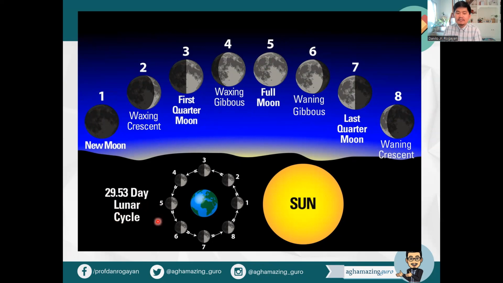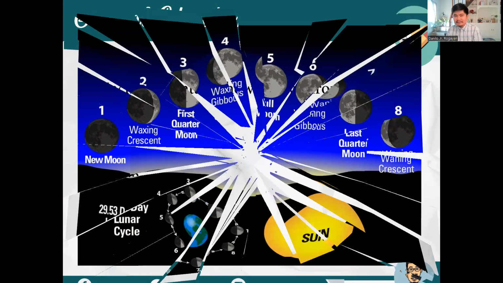So 29.53 days is actually the lunar cycle. So almost 1 month. Kaya siya tinatawag na buwan, kasi buwan ang tawag kasi isang buwan halos yung pag-revolve niya around the Earth. Okay, the lunar revolution is almost a month. Kaya meron tayong 12 buwan sa isang taon to complete our 365.25 days. Kaya every 4 years nagkakaroon tayo ng leap year to have that which has 366. Yun yung mga basic concept.